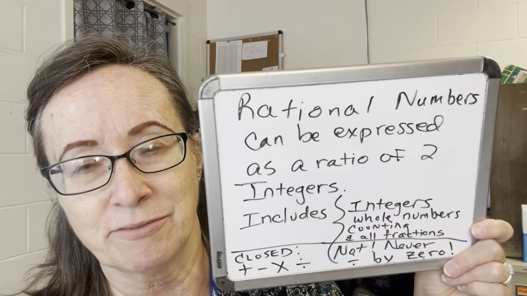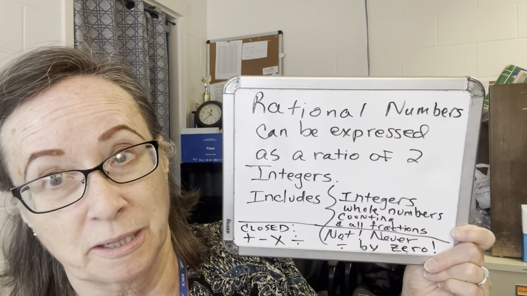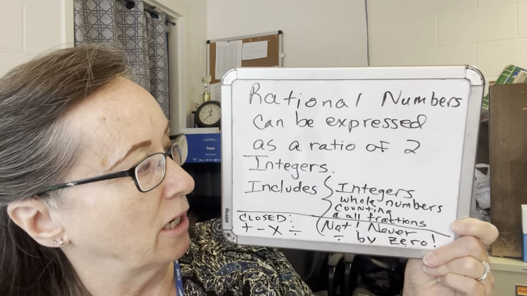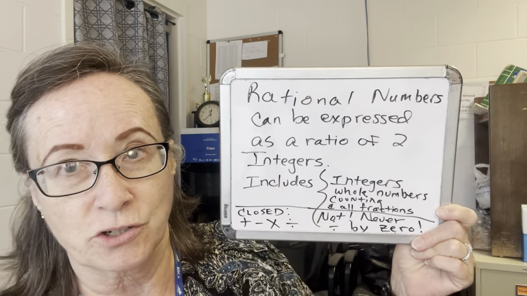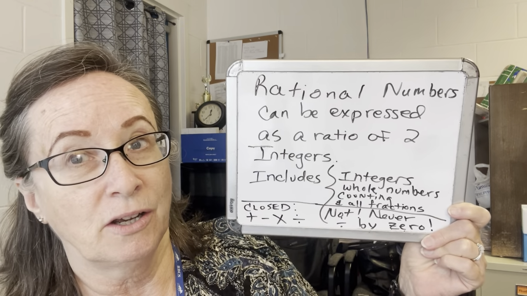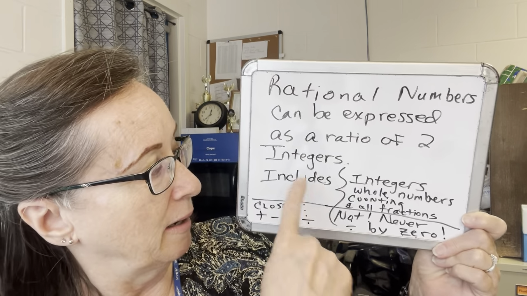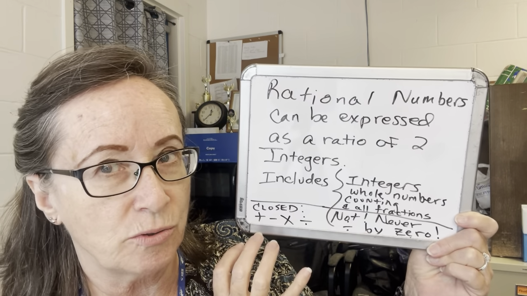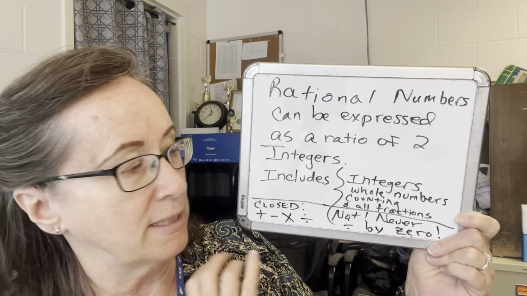Now we're going to talk about an even bigger set of numbers, the rational numbers. And the rational numbers can be expressed as a ratio of two integers. Now, let's think about rational numbers, and whether they are closed or not closed, and which ones.